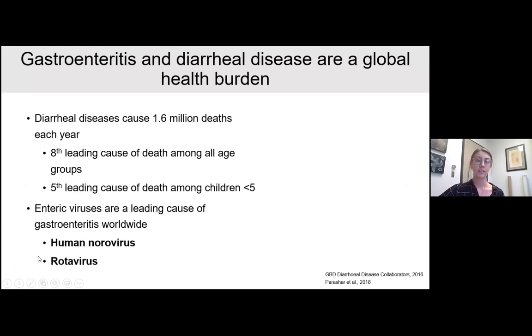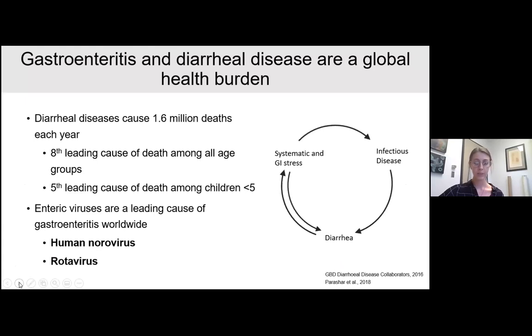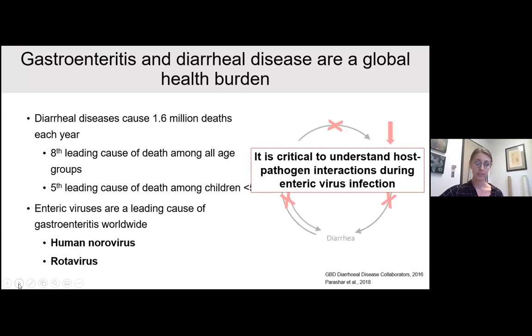Importantly, enteric viruses are the leading cause of gastroenteritis worldwide, and these include things like human norovirus and rotavirus. So we can imagine the cycle wherein an infectious disease causes diarrheal symptoms. This leads to physiological stress, which can then feed back and make an individual more susceptible to infection. And this is particularly exacerbated by lack of specific antiviral therapies or vaccines. If, however, we can prevent or treat an infectious disease before we create a pathophysiological state, then we have the chance to break this cycle.